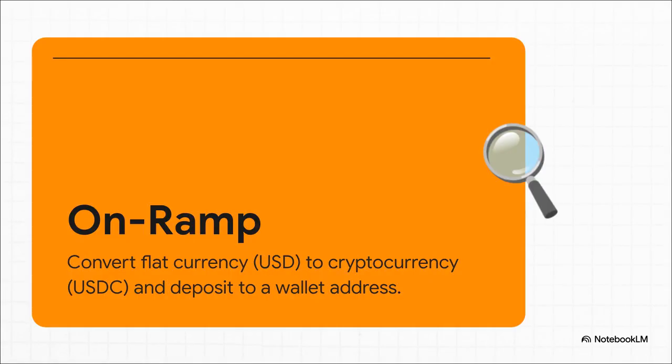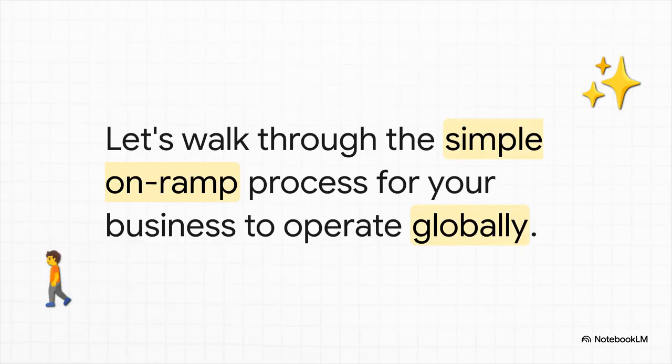So what's an on-ramp? It's simple. It just turns US dollars into a stablecoin like USDC. Okay, let's walk through the process. You'll see just how easy it is to use globally.